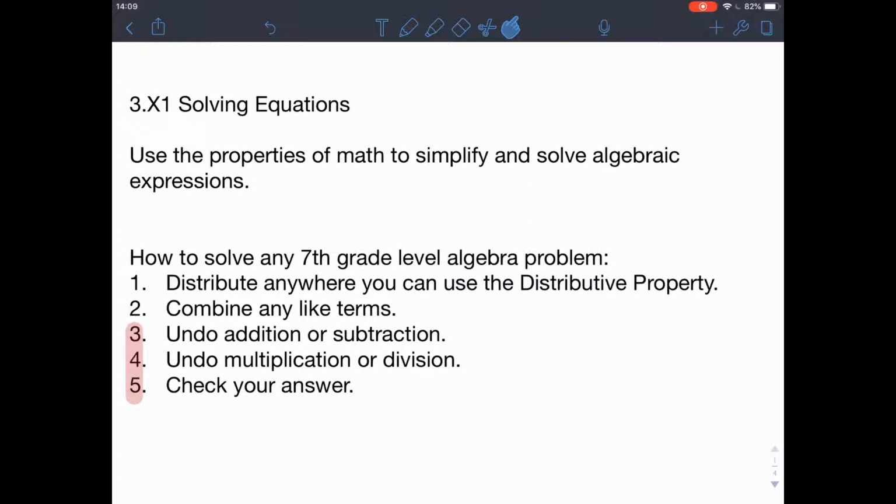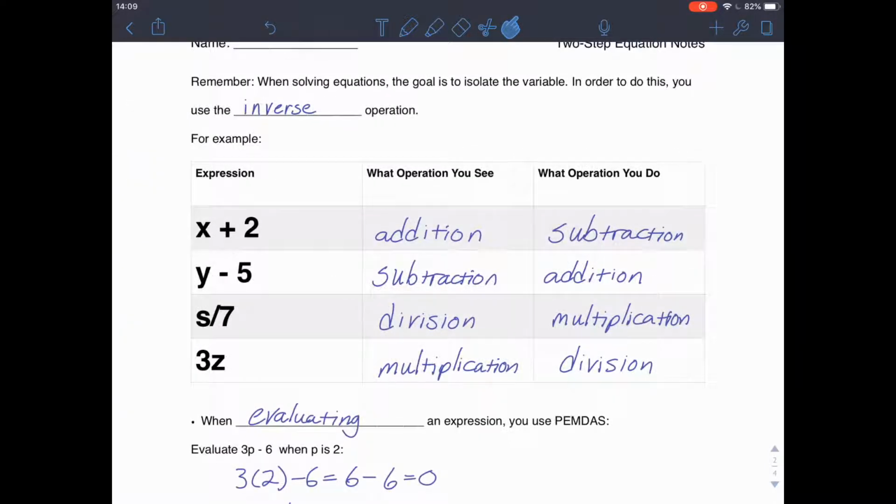Today, we're going to be looking at 1 and 2 step equations, so we will only need to use steps 3 through 5 today. So remember when we're solving equations that the goal is to isolate the variable and get it by itself. In order to do this, you need to use the inverse operations. So for example, with the expression x plus 2, since we see addition, in order to solve this, if it were in an equation, we would have to subtract the 2.